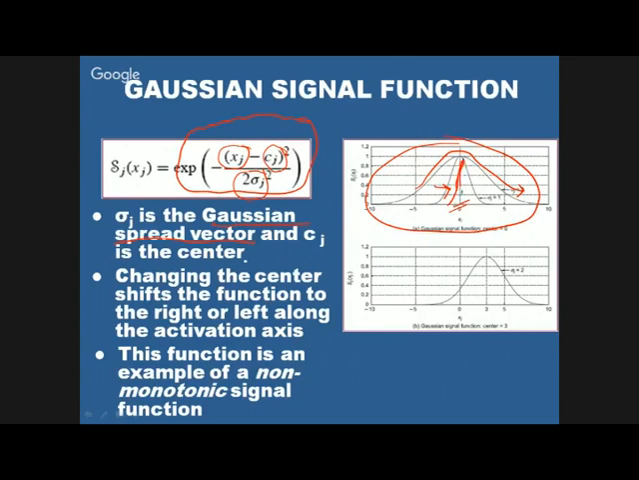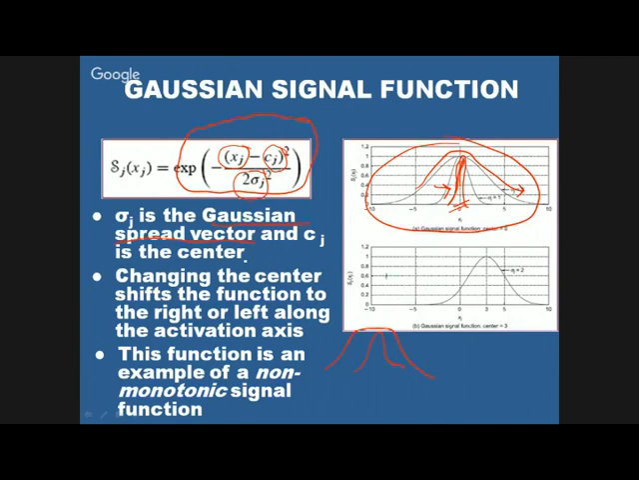You will get a steeper diagram like this. Otherwise, if sigma j is 1, then you are getting this type of ideal distribution, that is your simple distribution. And if sigma j is greater than 1, then automatically you will get a flatter surface, right? You will get the flatter surface. So this is known as your Gaussian signal function.